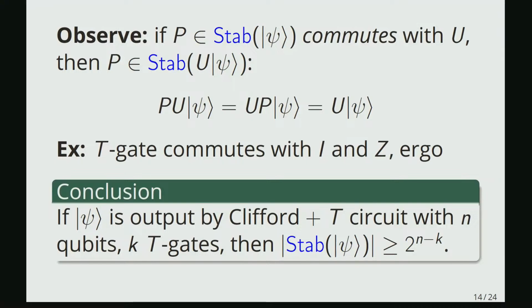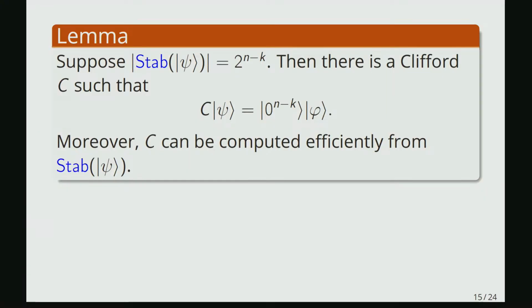So in some sense, understanding the structure of these Clifford+T circuits reduces to understanding the structure of these states that have, I guess, large stabilizer groups. So what can we say about these states? It turns out we can say a lot. In fact, these states have a very nice structure as captured by the following lemma.